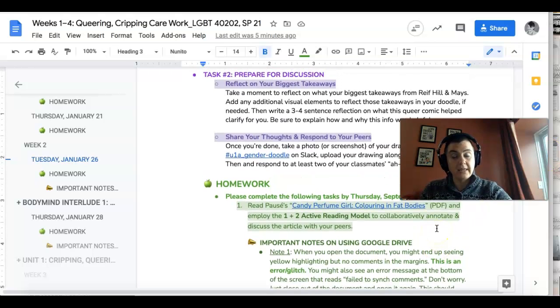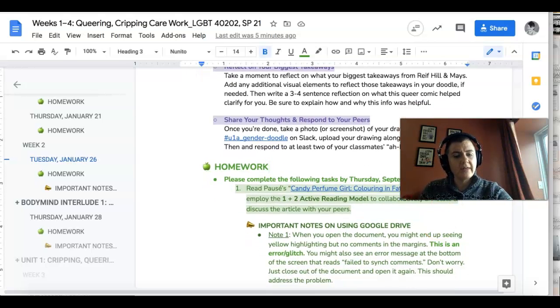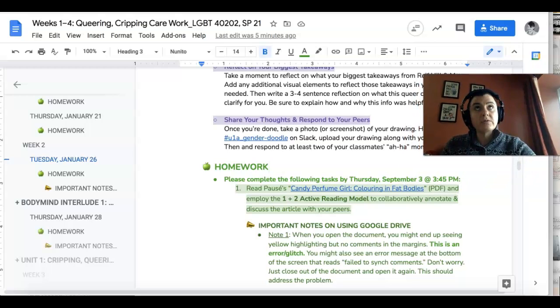All right. So the key thing that I want you to keep in mind is that you have to have read the piece before class, and you have to have done the active reading part of that assignment before you get to class. Okay. And just note that if you're one of the first people to read the Candy Perfume Girl piece, there might not be other people's comments in there. So after you have highlighted and commented on what you wanted to, maybe do some other homework and then pop back in and respond to your peers' comments, okay?